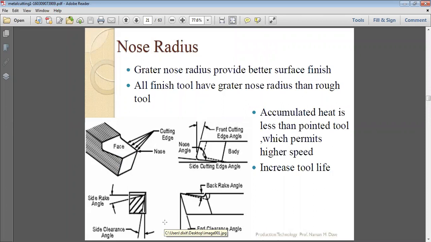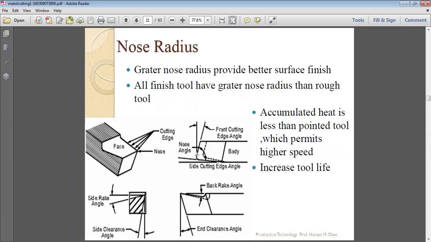Then next comes the nose radius. A greater nose radius provides a better surface finish. Here we see this curve, that is your nose. Although it is a tilted angle, if we see it in the top view, it is somewhat like a normal curve. A small curve on this side is known as your nose radius.